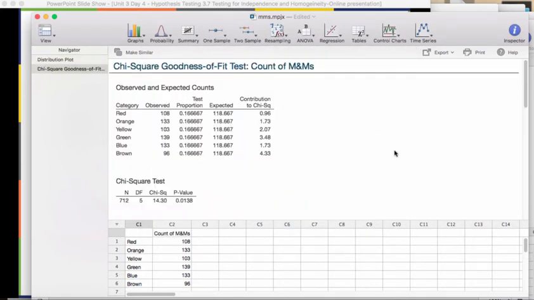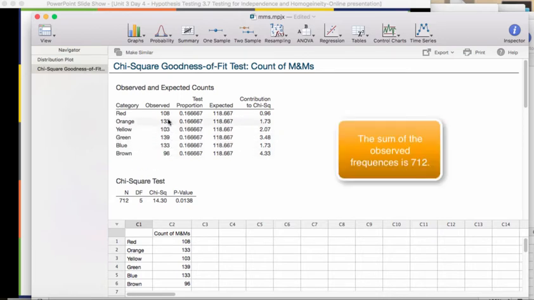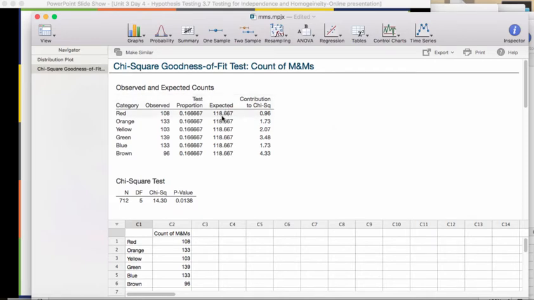A couple of things occur. You'll notice that it shows observed and also expected counts. Our expected counts are based on taking the sum of the observed and dividing it by the number of categories. So we would be taking the summation of 108 plus 133 plus 103 plus 139 plus 133 plus 96, adding those numbers all together, and then dividing by 6, since there are 6 categories. When we do equal proportions, that's how it's calculated. That's where the 118.667 comes from.